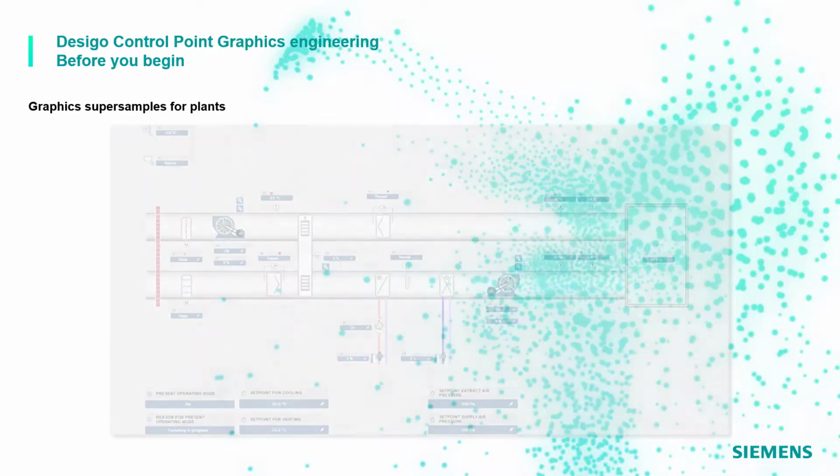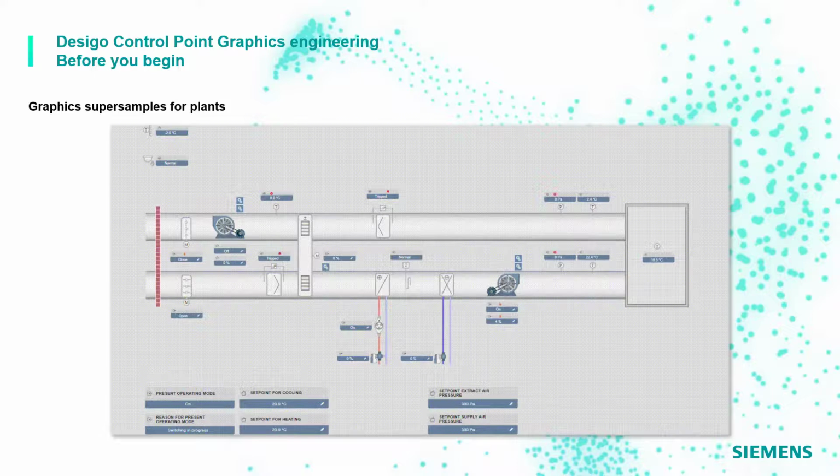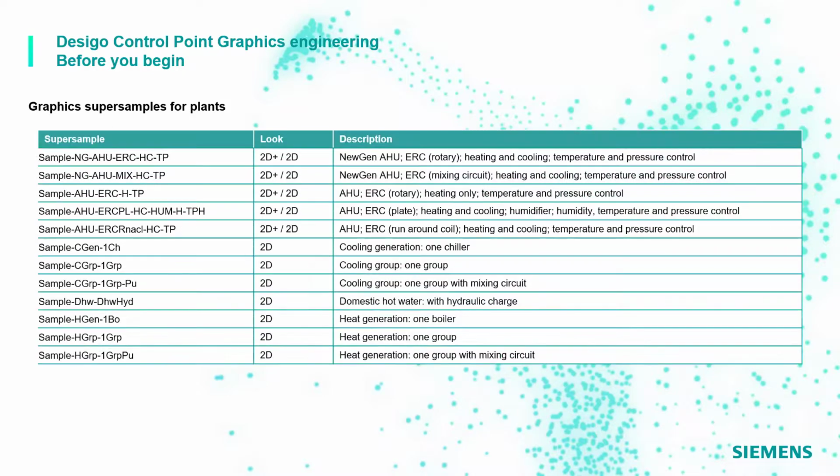This is an example of a next-generation automation AHU supersample that includes heating and cooling, temperature and pressure control. Here you can see a list of some of the supersamples available in the system, optimized for air handling units. Again, feel free to pause the video or directly check in the official documentation.